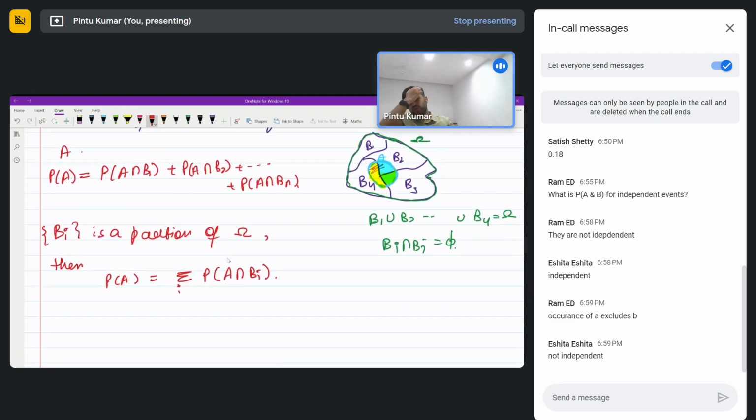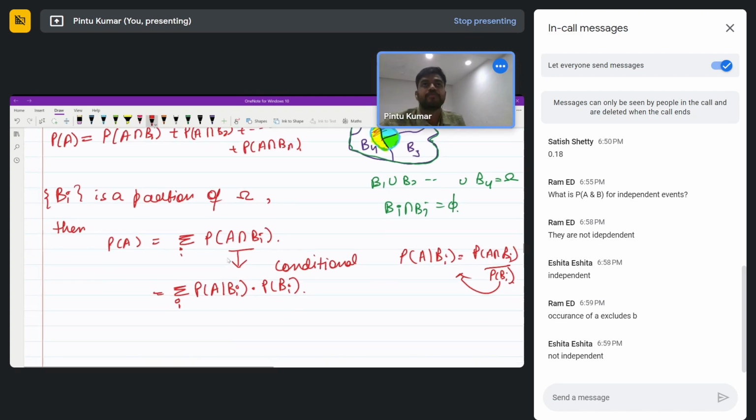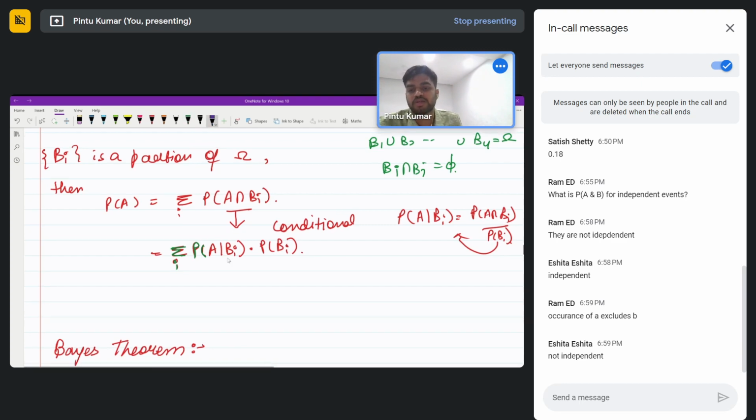Now we want to extend this theorem in terms of conditional probability. We know that the probability of A given Bi is the probability of A intersection Bi divided by the probability of Bi. If we take the denominator to the other side, we can replace this by the summation over i of the probability of A given Bi times the probability of Bi. So this is just another formulation of the same thing. This is your theorem of total probability. We'll be using this in Bayes' theorem. Right now it might not look very important, but we'll be using it in Bayes' theorem.